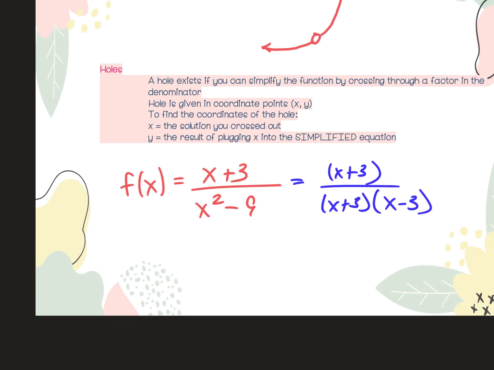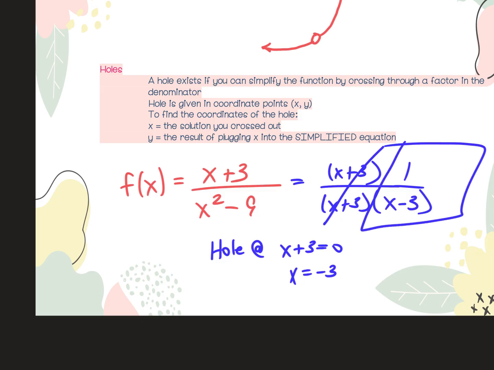Yes. So right away, that should indicate to you, oh, we have a hole. Cross it out. You first determine where the hole is. So you have a hole where X plus 3 equals 0. So what is the X part of my hole? X equals negative 3. Now, if you read the directions, it says to find the hole. The solution you crossed out, you set equal to 0. And then the simplified version, what do you think I do with negative 3?